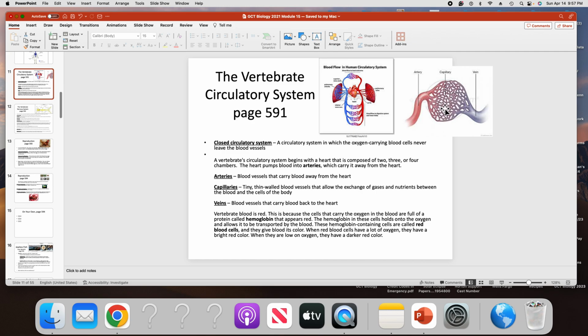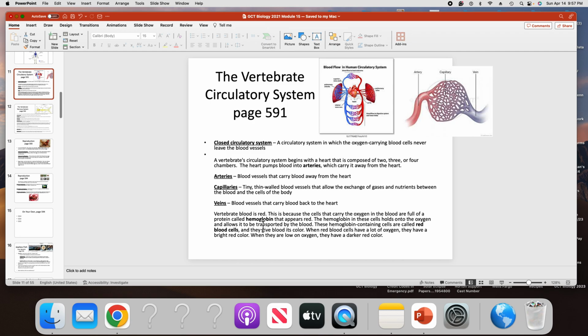of these blood vessels allow the exchange of gases, so that would be oxygen and carbon dioxide and nutrients between the blood and the cells of the body. And then after the exchange, we have the vein. So the veins are the blood vessels that carry blood back to the heart. So the arteries have the blood away from the heart, then there's the oxygen exchange in the capillary, and then you have the vein carrying it back to the heart.